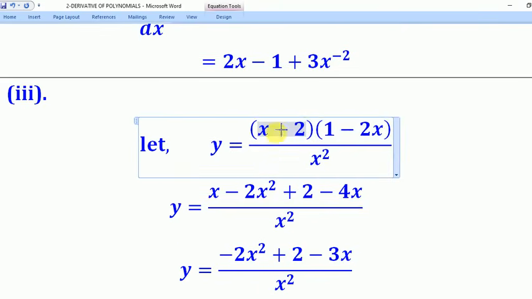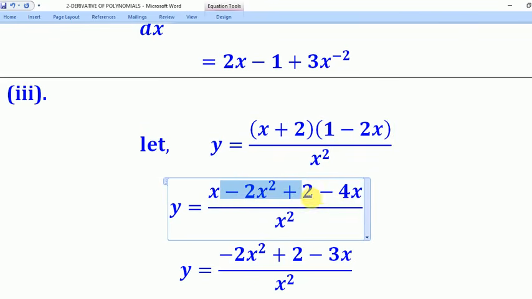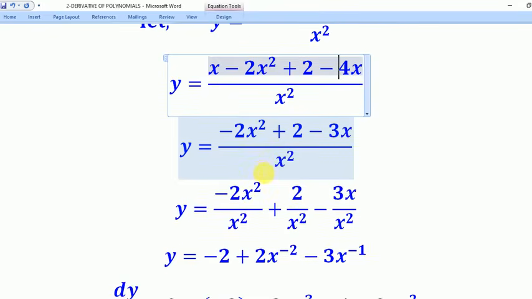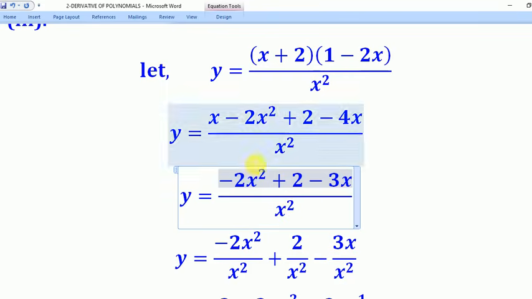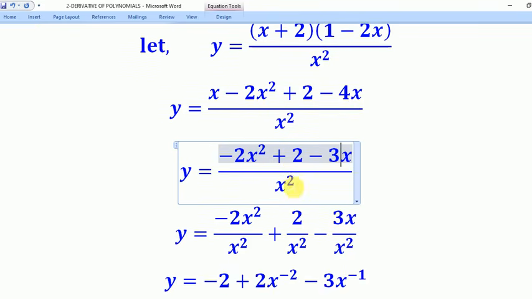Then Roman 3, we are given this expression. You have to first expand the numerator to give you that. After expanding the numerator, we shall now split the numerator. So here we have collected like terms. This 4x and this one will give you negative 3x. The rest remain the same. Now we shall split the numerator, this and that to give you that, this and this to give you this, and this to give you that.